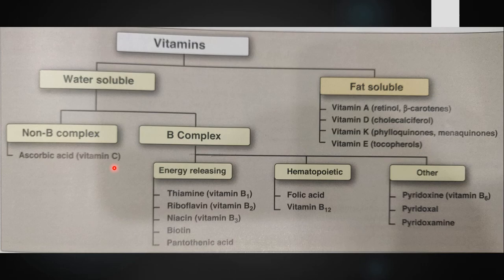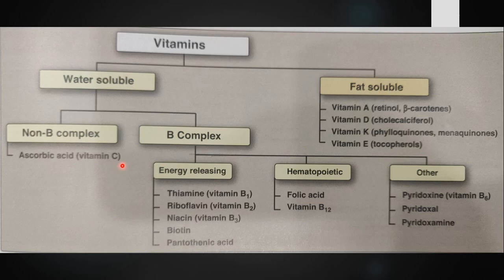And I'll tell you one thing: if there is a deficiency of this water-soluble vitamin C, the disease very famously known is bleeding from the gums, and that is due to vitamin C deficiency. It also plays a very important biochemical role, but when we talk about it individually in detail, I'll let you know that. Now, this was the non-B complex.